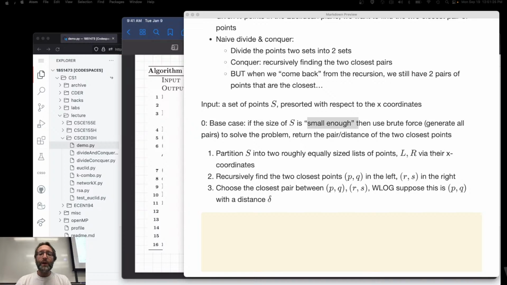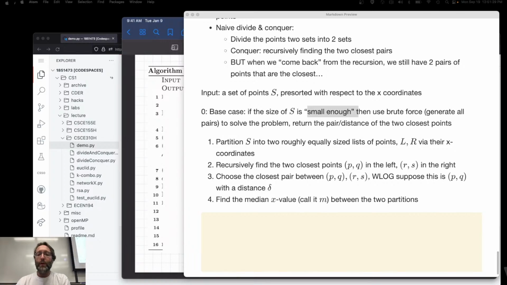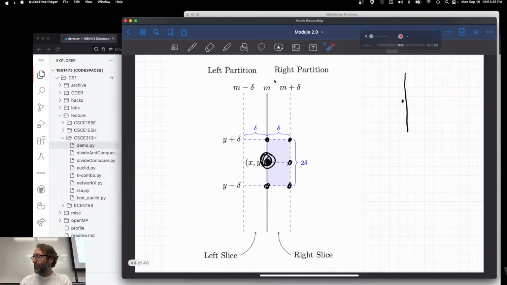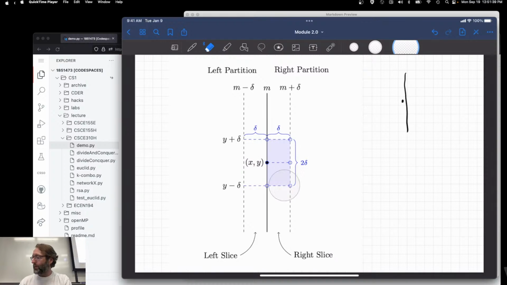Then what we're going to do is find the median x value, call it m, between the two partitions. That's this picture right here. This m. There's my m. Let's go ahead and clean this up. There we go. There's my m.